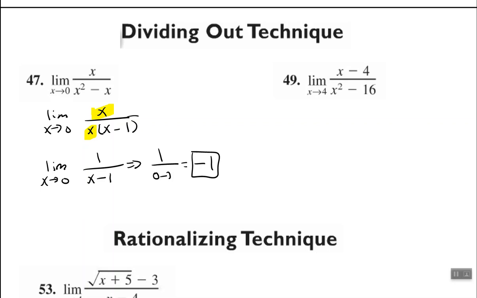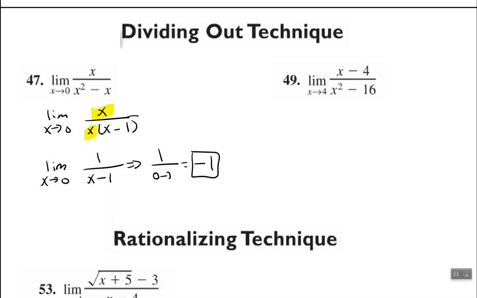All right, number 49, same type of problem. You see, x is approaching 4, and if we substitute that 4 in for x in our denominator, 4 squared is 16, 16 minus 16 is 0. We cannot divide by 0. So the next thing that we try to do is to simplify this fraction.